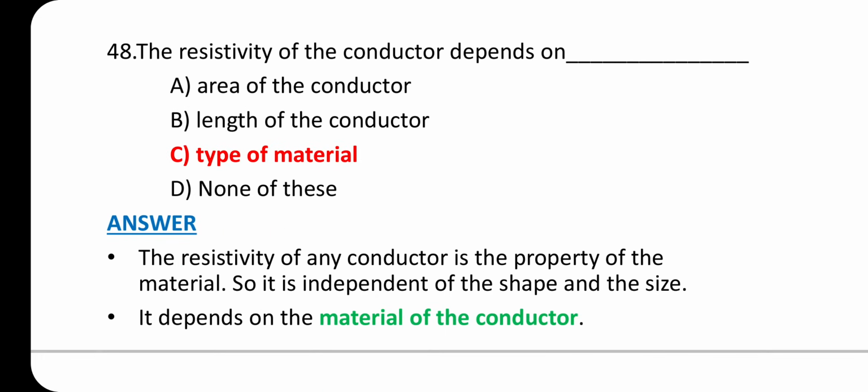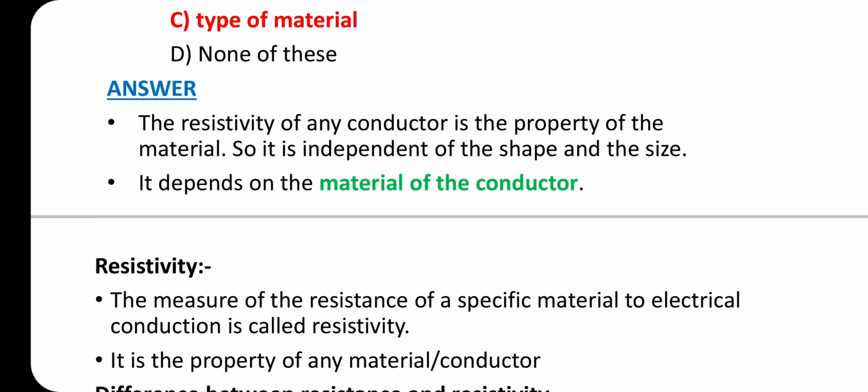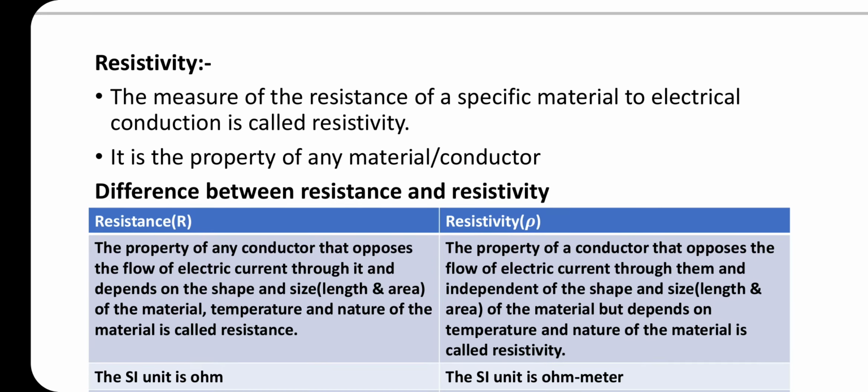48. The resistivity of the conductor depends on: answer is option C, type of material. Resistivity of any conductor is the property of the material, so it is independent of shape and size. It depends on the material of the conductor. Resistivity, the measure of the resistance of a specific material to electrical conduction, is a property of any material or conductor.